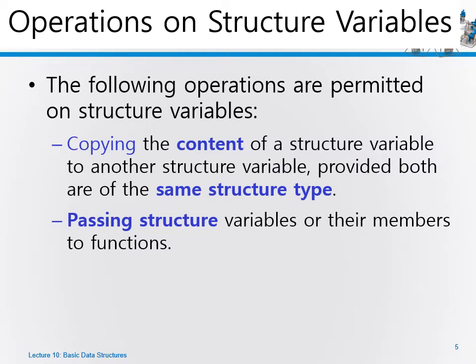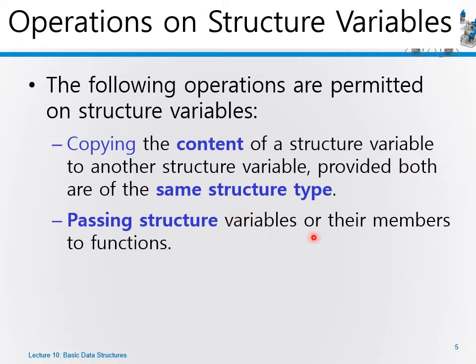So, operations on structure variables. These are the following operations which are permitted on structure variables. First, copying the content, which is the data members, of a structure variable to another structure variable, provided both are the same structure type. They are the same data types as well, whether character to character, or integer, the same integer or character data types.